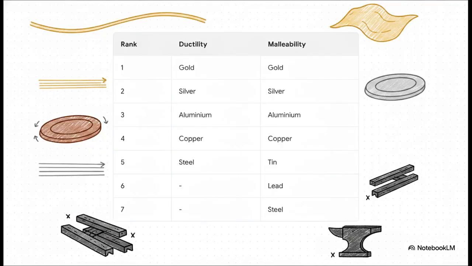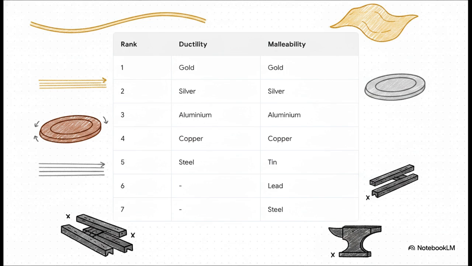Let's look at the rankings for both of these. Notice anything pop out? Gold sits firmly at the absolute top of both lists. It is, without a doubt, the ultimate shapeable material. Think about this for a second. You can stretch a single ounce of gold into a wire that's literally miles long. Or you can pound it into a sheet so incredibly thin that it actually becomes translucent. No way, right? It's amazing.